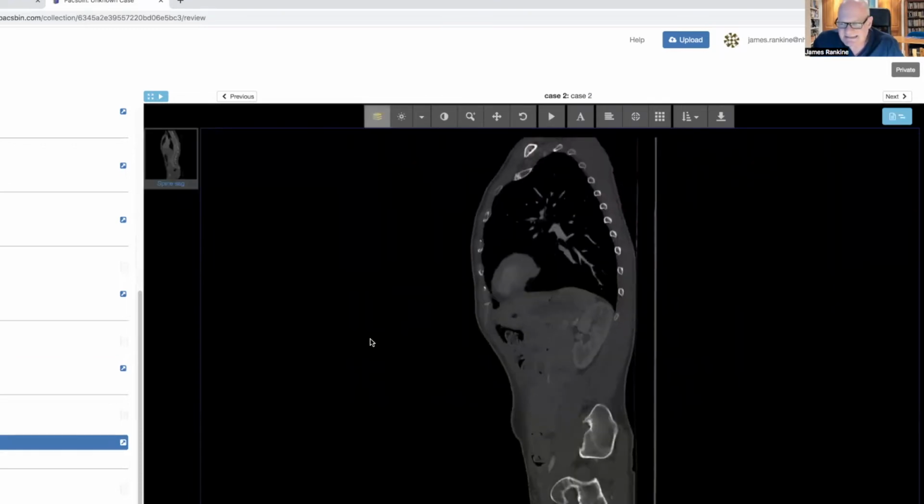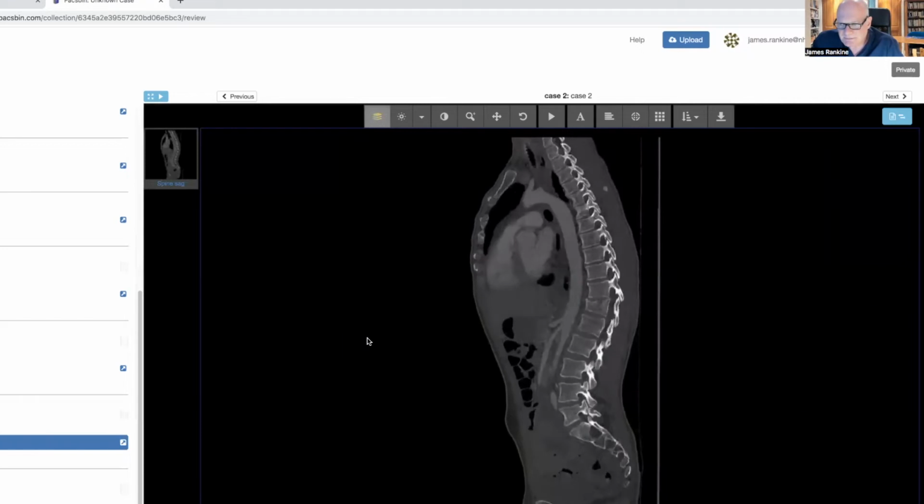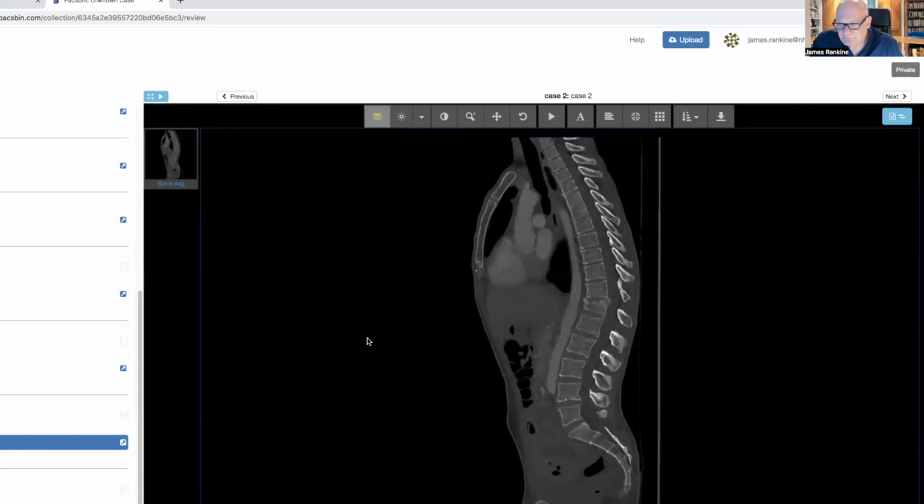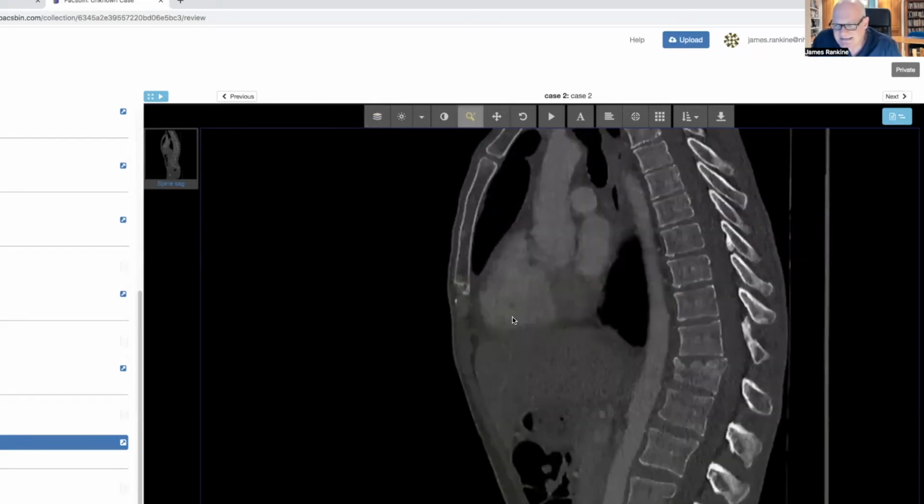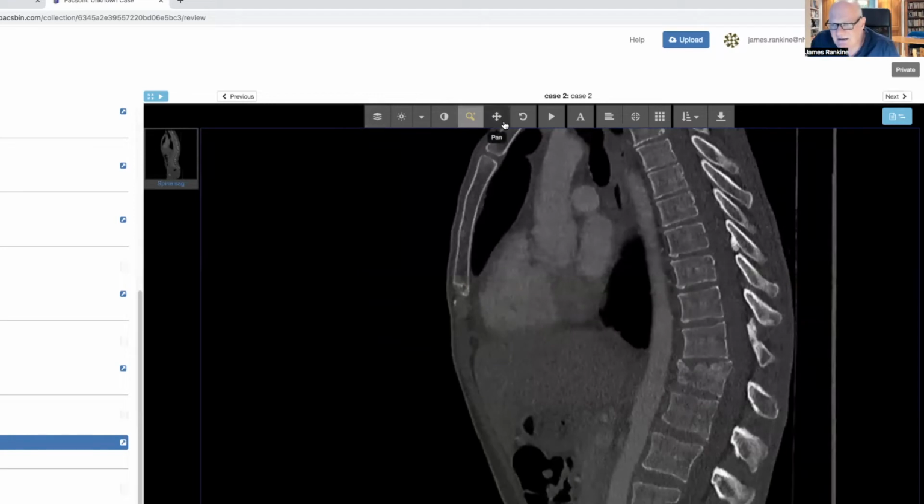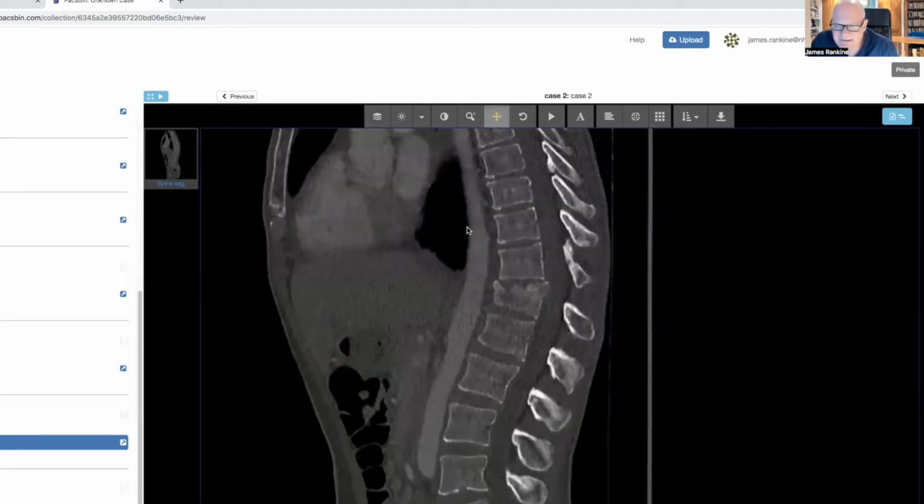And this is a slightly different appearance. We've still got compression of the vertebral body. We've lost height of this vertebral body. But in this case, the loss of height is more anterior than it is posterior.